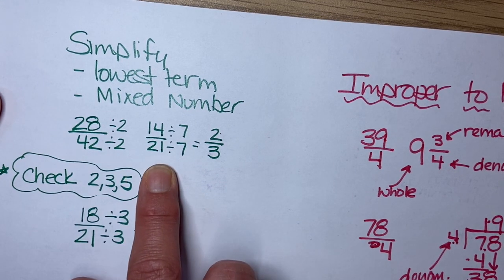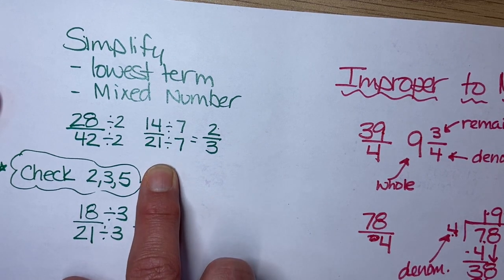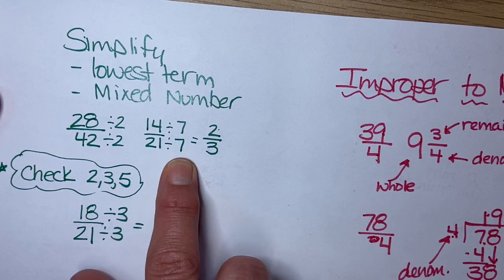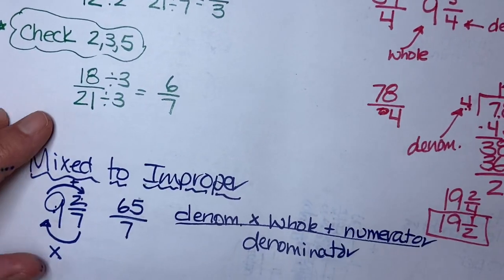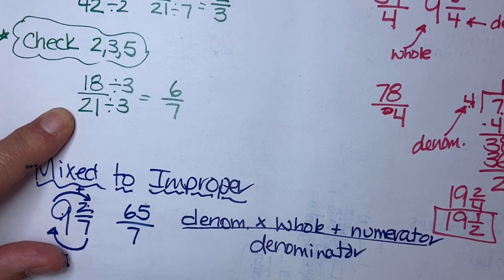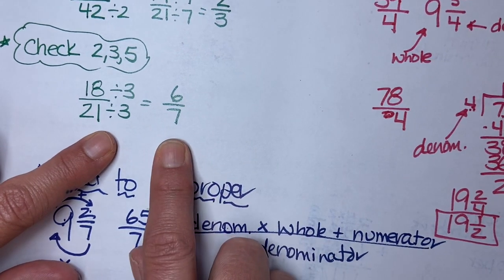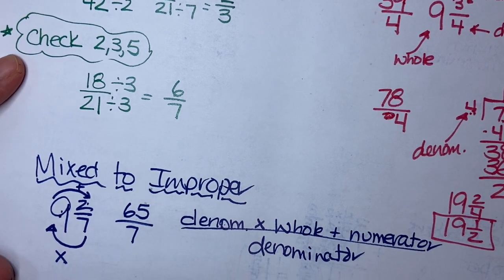And when I did that, I got 14 over 21, which is a lot easier to figure out because 7 goes into both of those. So I divided by 2, I got 14 over 21. Then I divided by 7, and I got 2/3. So I keep going until I'm done. Same here. If I had 18 and 21, 2 doesn't go into it, 3 does, so I'm going to divide by 3. And I did get to the lowest one right away. So 2, 3, and 5 are always the numbers you need to check for, okay?